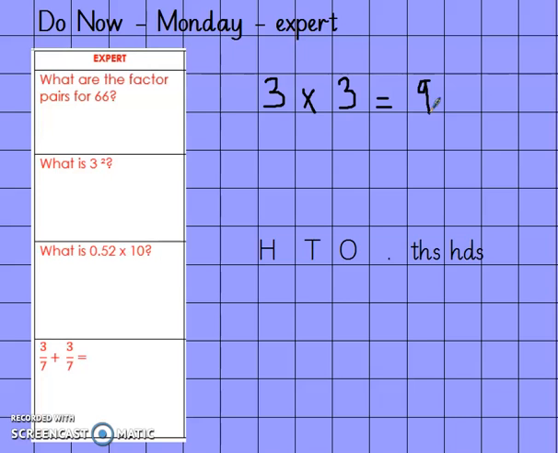The next one we've got on our do now is 0.32 times by 10. So I've got my ones here. So 0 ones, decimal point never moves. I've got 5 tenths. I've got 2 hundredths. If you times something by 10, that means you go one place to the left because you are timesing it by 10, so your number should get bigger. So the 0, I'll have 0 tens.